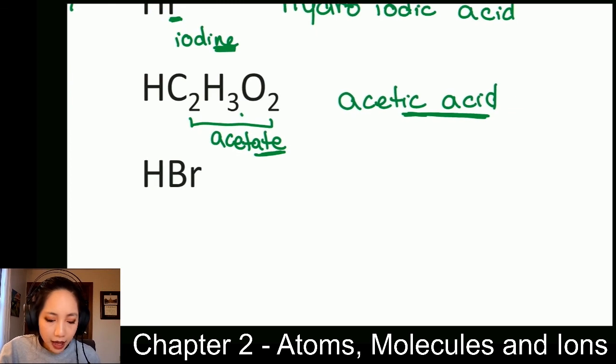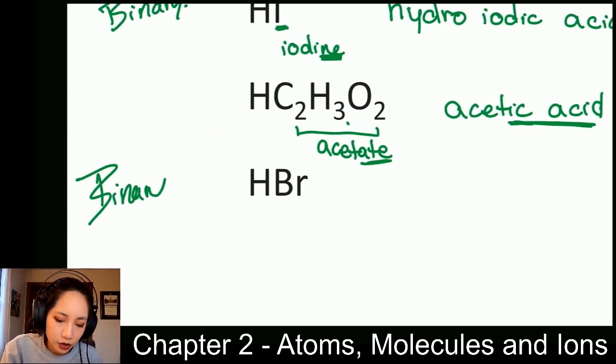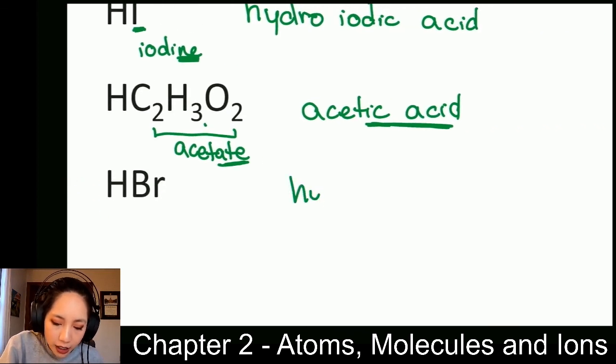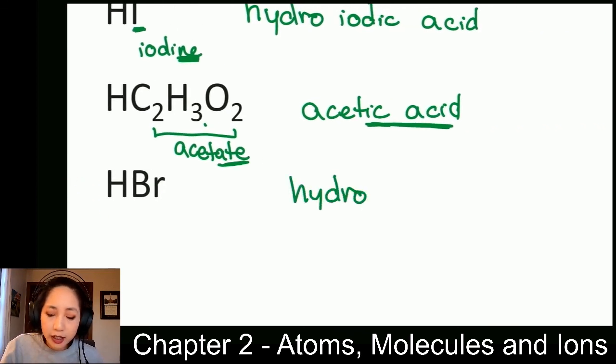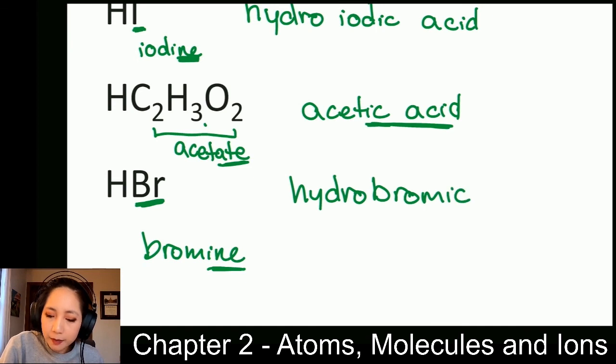All right, last one, HBr. This example is a binary. So we stick with the hydro prefix because it's binary. Identify the anion. This is bromine. So we drop the ine ending and replace it with ic acid. So this is hydrobromic acid.